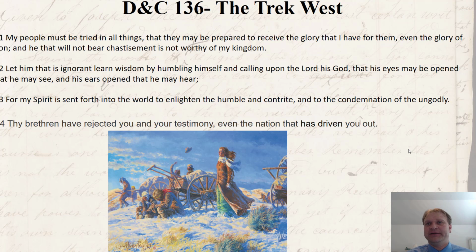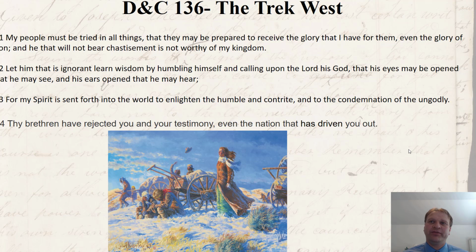This revelation, as you talk about in your digital dialogue, demonstrates that revelations can be received from people that aren't Joseph Smith. This is Brigham Young dictating a revelation from God. And part of what God wants to tell them as they're going through this suffering: my people must be tried in all things that they may be prepared to receive the glory that I have for them, even the glory of Zion. And he that will not bear chastisement is not worthy of my kingdom.